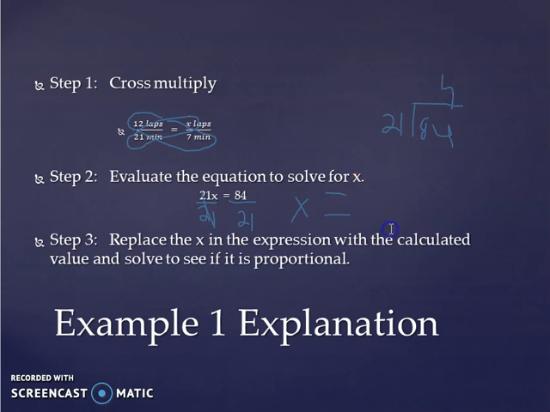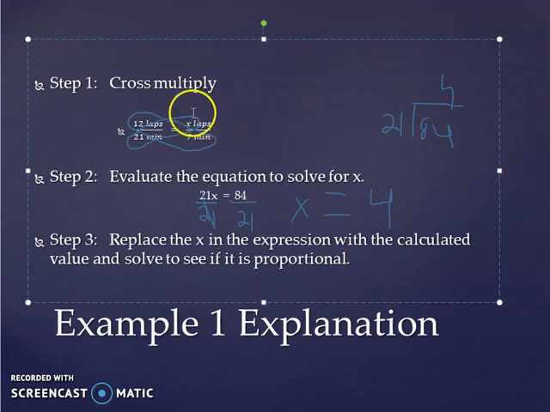Now, you're going to want to take that 4 and replace it here where x is. When you do your cross multiplication, you should come up with the same number. So we already know that 12 times 7 is 84. 21 times 4 is also 84. So we can say that these two ratios are proportional.